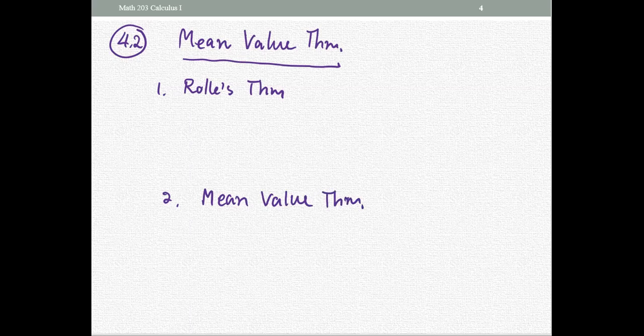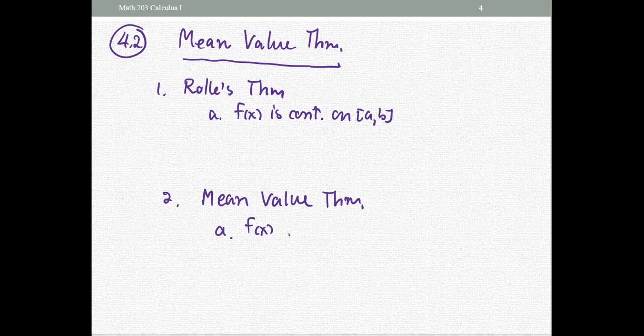These two theorems are based on common things. As the first one, the function has to be continuous on the closed interval AB. Both of them have the same condition here, or we call it an assumption. f(x) is continuous on [A, B]. And then the second assumption that they have in common: f prime is defined.